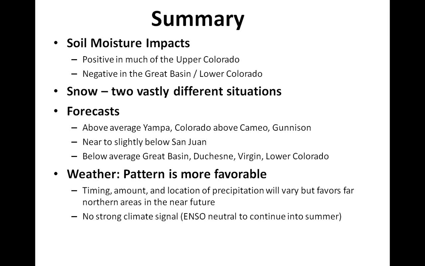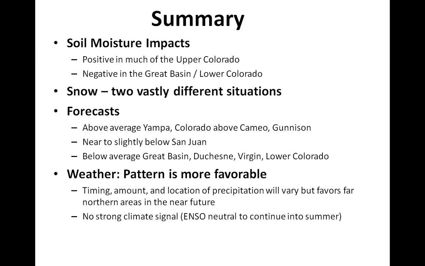The forecasts I've summarized there, with the areas above average being where the snow is good and the water supply is good. San Juan is near to slightly below. Again, the soil moisture conditions are what's really holding that basin up right now, I believe. And then when you get into the Great Basin, Duchesne, Virgin, and areas west, again, it's dismal.